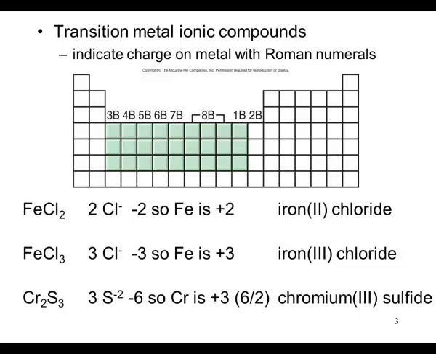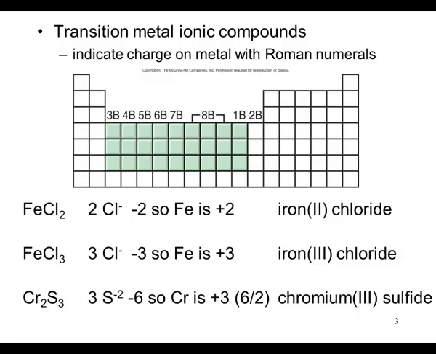For transition metal ionic compounds, we must indicate the charge on the metal with Roman numerals, since there can be more than one charge. Look at FeCl2. The two chlorides make the iron 2+, so we write iron(II) chloride. FeCl3, we have 3 chlorides. The iron is 3+, it's iron(III) chloride.